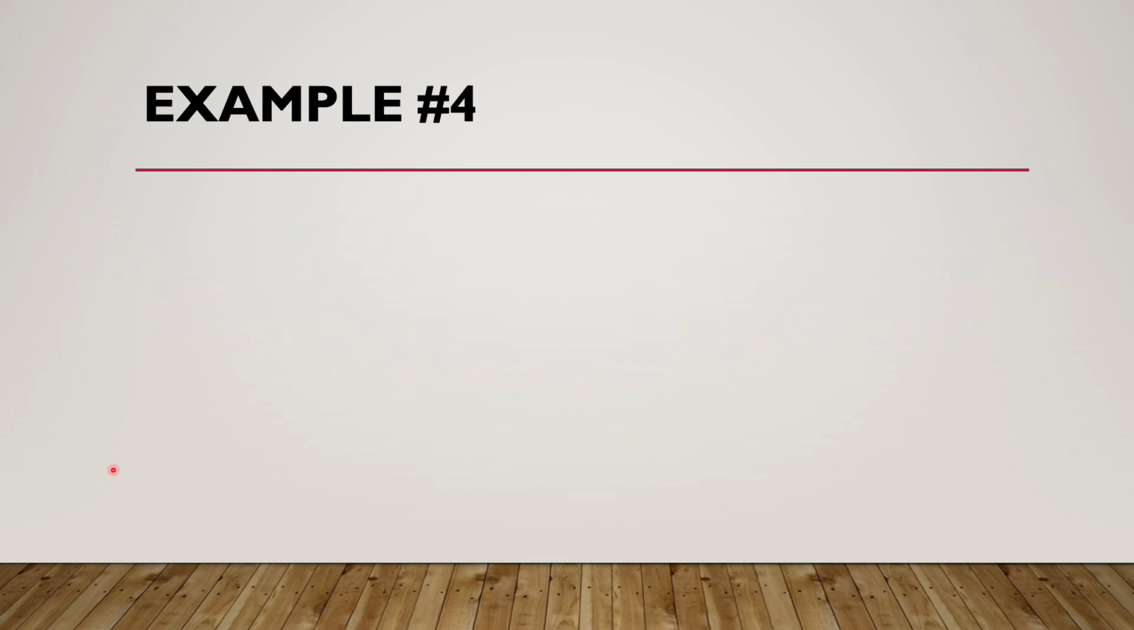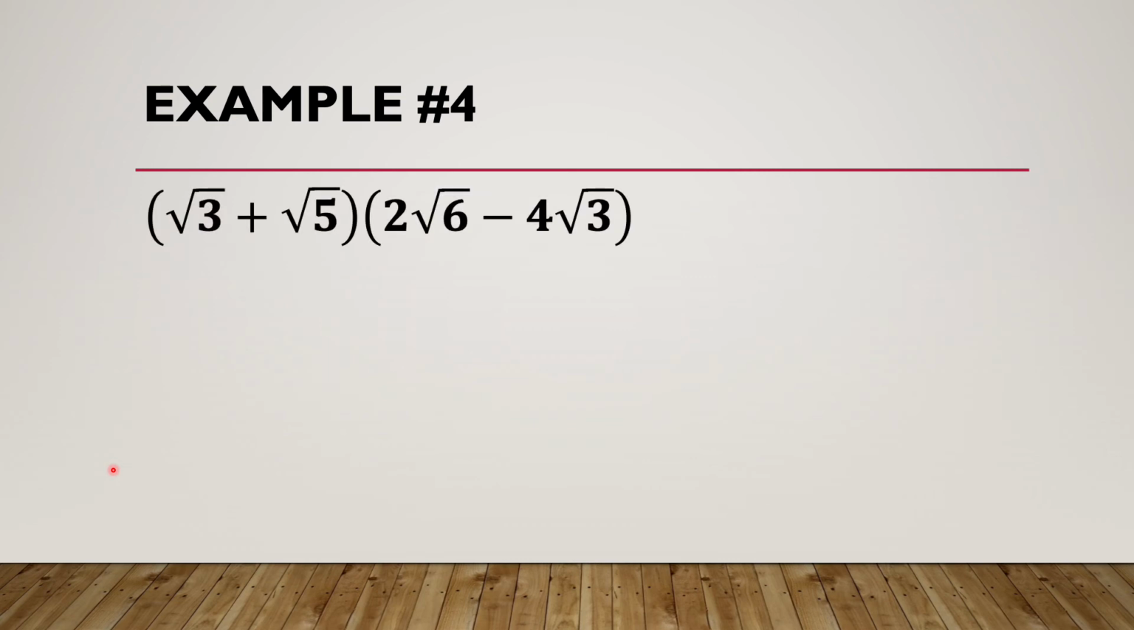Let's move on to our last example, number 4. We have the sum of square root of 3 and square root of 5 multiplied to the difference of 2 square root of 6 and 4 square root of 3. So what will we do? Very good. We will use FOIL method.